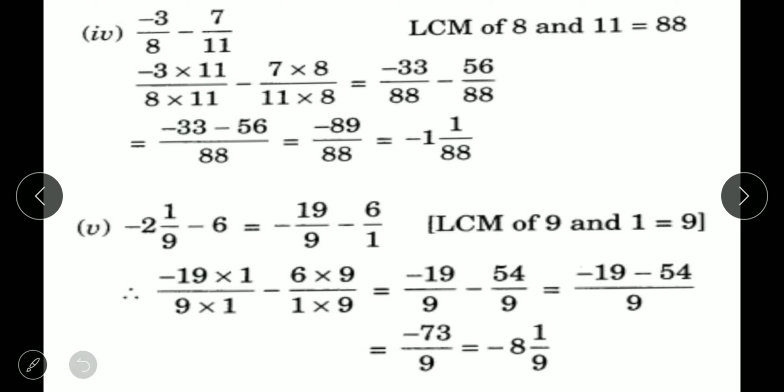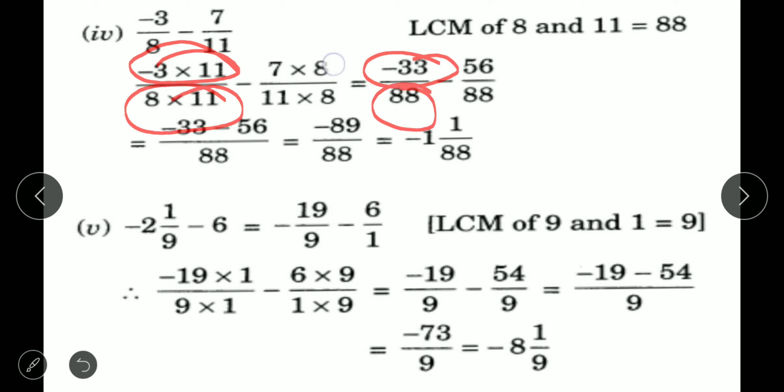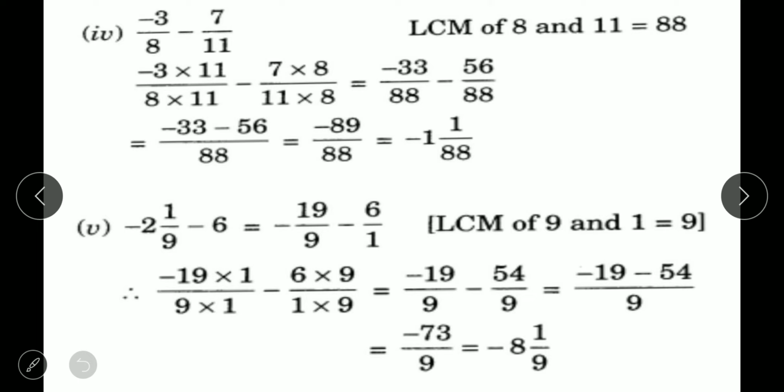Okay, so 11 threes will be 33, minus 33. 11 eights are 88, 7 eights are 56, 11 eights are 88. Now the denominator becomes 88. Now minus 33 and minus 56. Minus minus will be plus. We have to think what we have to do: plus, because minus minus plus. Minus 33 minus 56 will be 89.